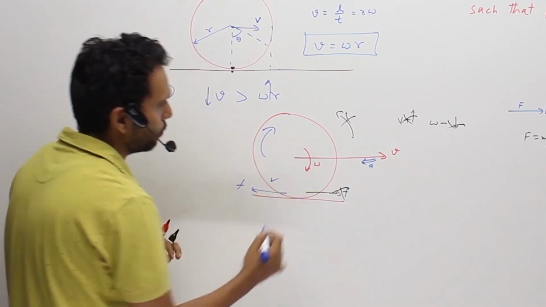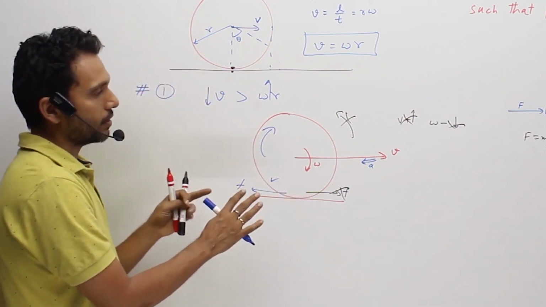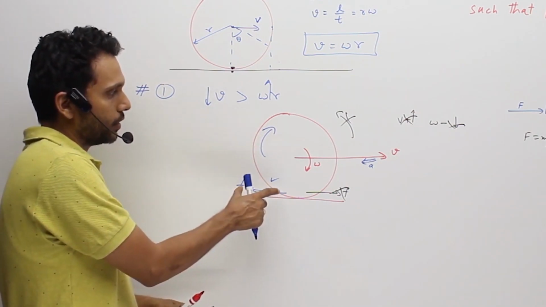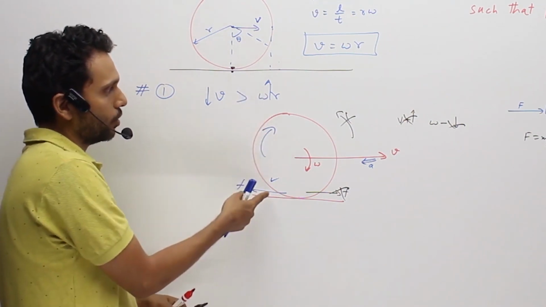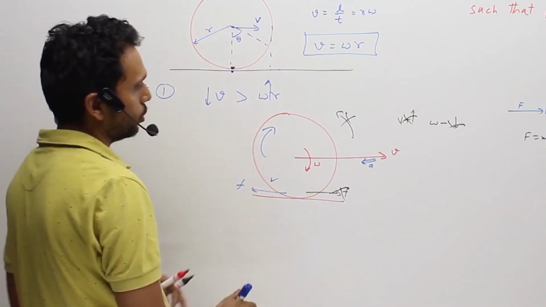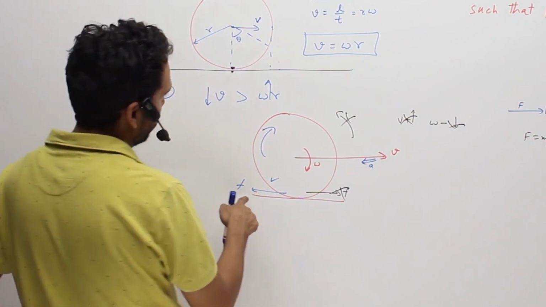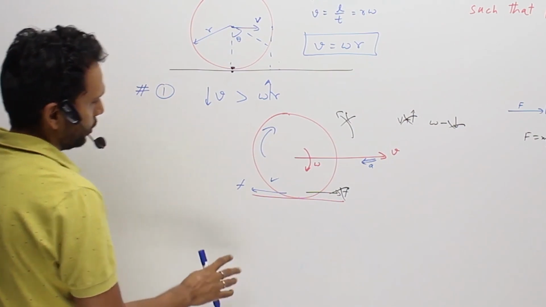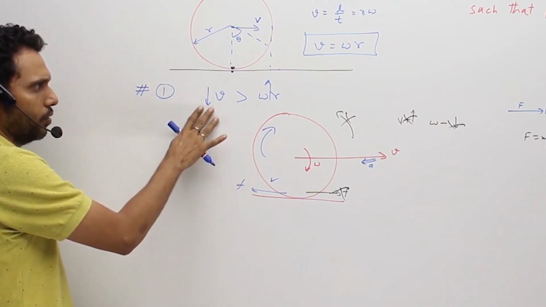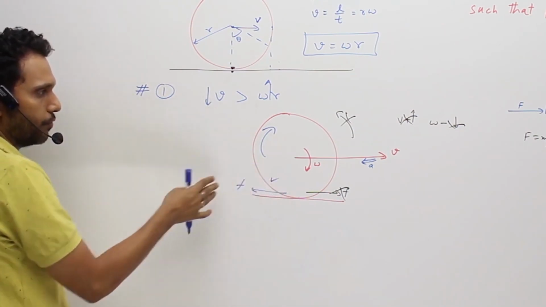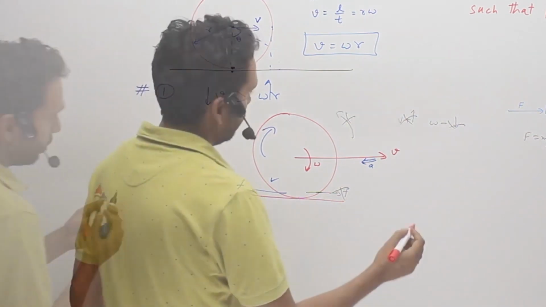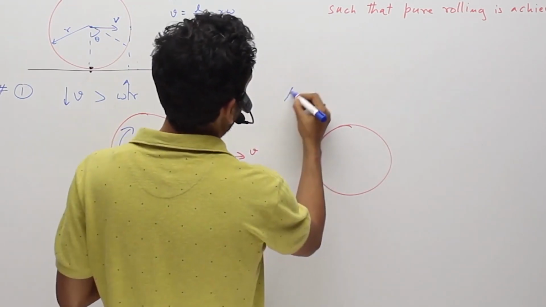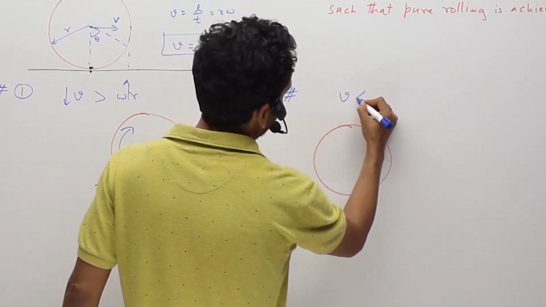So obviously friction will be acting backwards. Friction acts in a direction such that pure rolling is achieved. You will see what direction of friction will increase the omega and decrease the V, so it is doing both jobs together. So that's the direction of friction in the case when V is higher than omega r. It is trying to reduce the V. You can just think, V was high, you want V to be lowered, so F should be backwards. So that's enough.